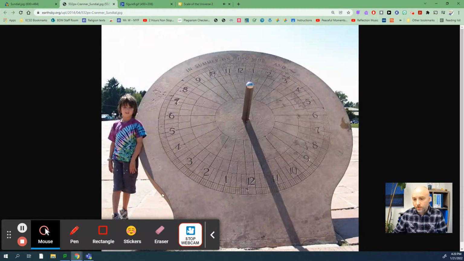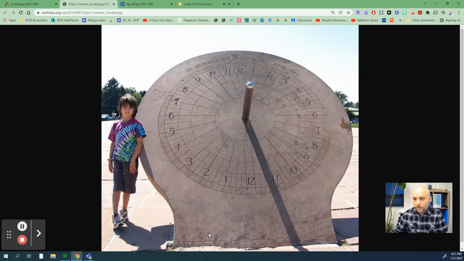Here's another example of a slightly different sundial. You can see how large it is, but same idea. It's got this stick in the middle. The stick has a fancy name, I forget what it is, but anyway, the stick casts a shadow, and here it's pointing just after 11 o'clock, so this might be like 11:05 or 11:10 in the morning.